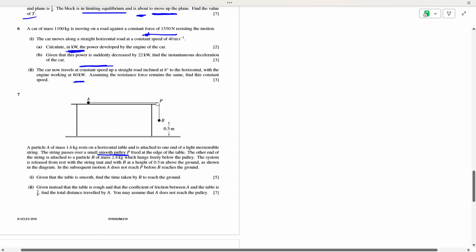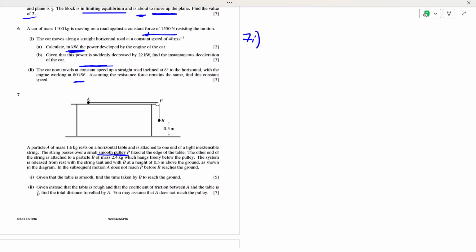So I'm going to use the SUVAT equation. So for question 7 part 1, I'm going to use the SUVAT equation, which is this, s and t is time. s equals ut plus half at squared.